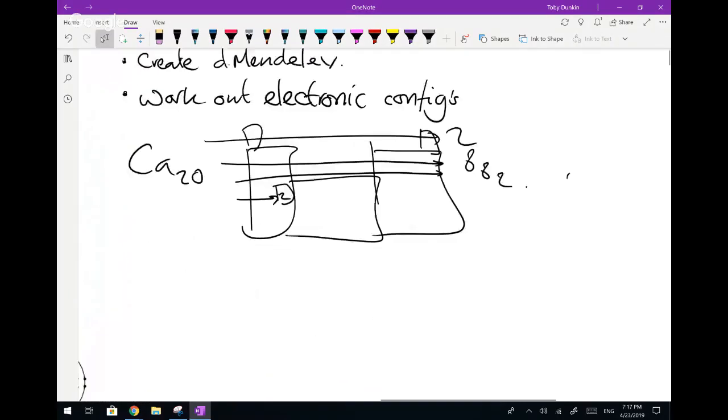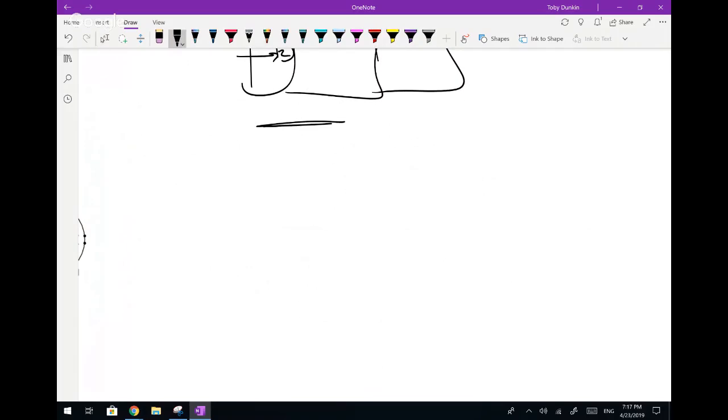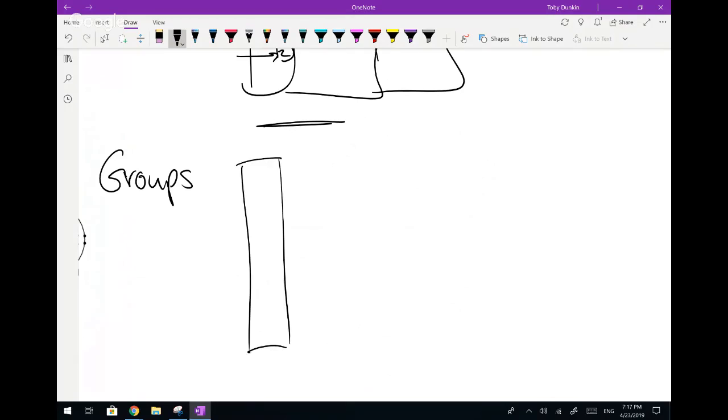Before I move on to that, I'm just quickly going to talk about groups and periods. So a group is a column in the periodic table. They go down. So these are the groups. And let's take group 1 as the example. So we've got lithium, sodium, potassium, and then cesium and then francium.